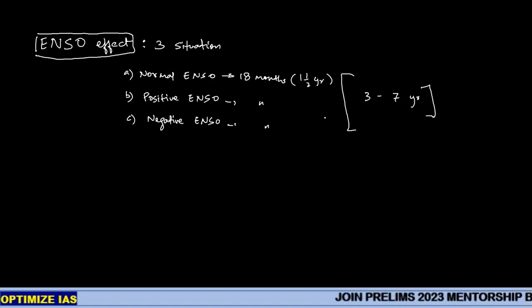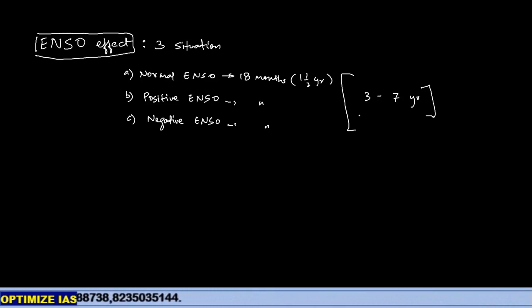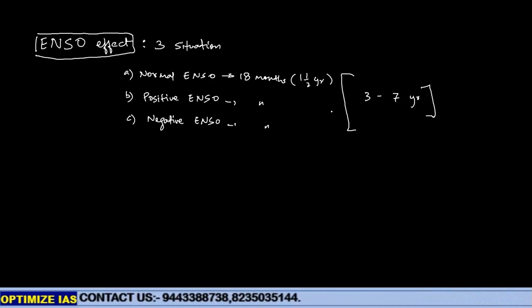Or if the cycle is very slow, how many years will it take? Look logically. If the cycle is very fast, every phase gets over in one year. If the cycle is slow, it will reappear after a gap of 7 years. So sometimes your ENSO cycles are stronger, sometimes weaker. On average, around 18 months, 1.5 years. If it's very slow, the same situation will be repeated in the 7th year.